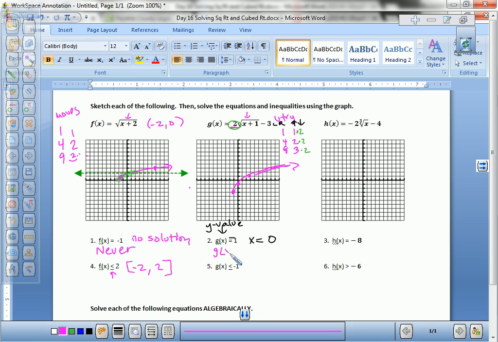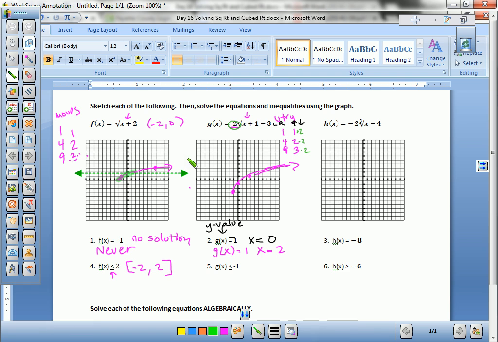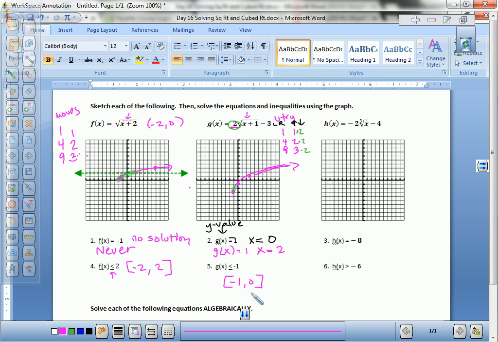So we could have done where it equals 1. It equals 1 where x is 2. So should we just do 1? You can just leave the other one. It's fine. Okay, where is it less than or equal to -1? From here to here. That's where it's less than or equal to -1. So, from an x value of -1 to an x value of 0, we got to use the bracket around the 0 because of the equal to.